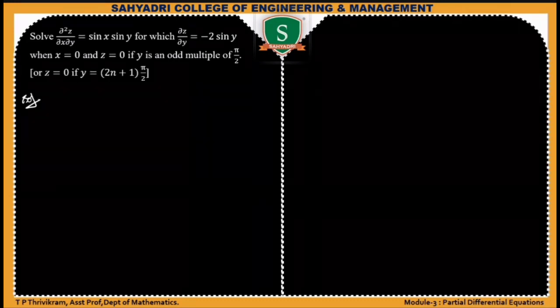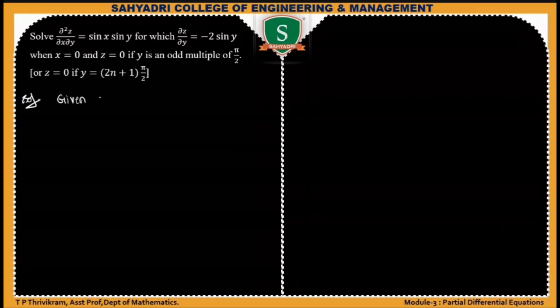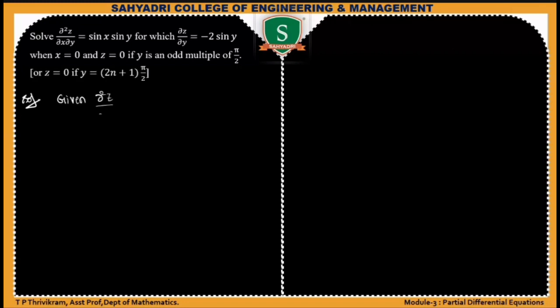So let us write: given dou square z by dou x dou y is equal to sin x sin y. Okay, implies if you want to integrate, first split it and write dou by dou x of dou z by dou y. Correct. So the meaning of this is nothing but sin x sin y.